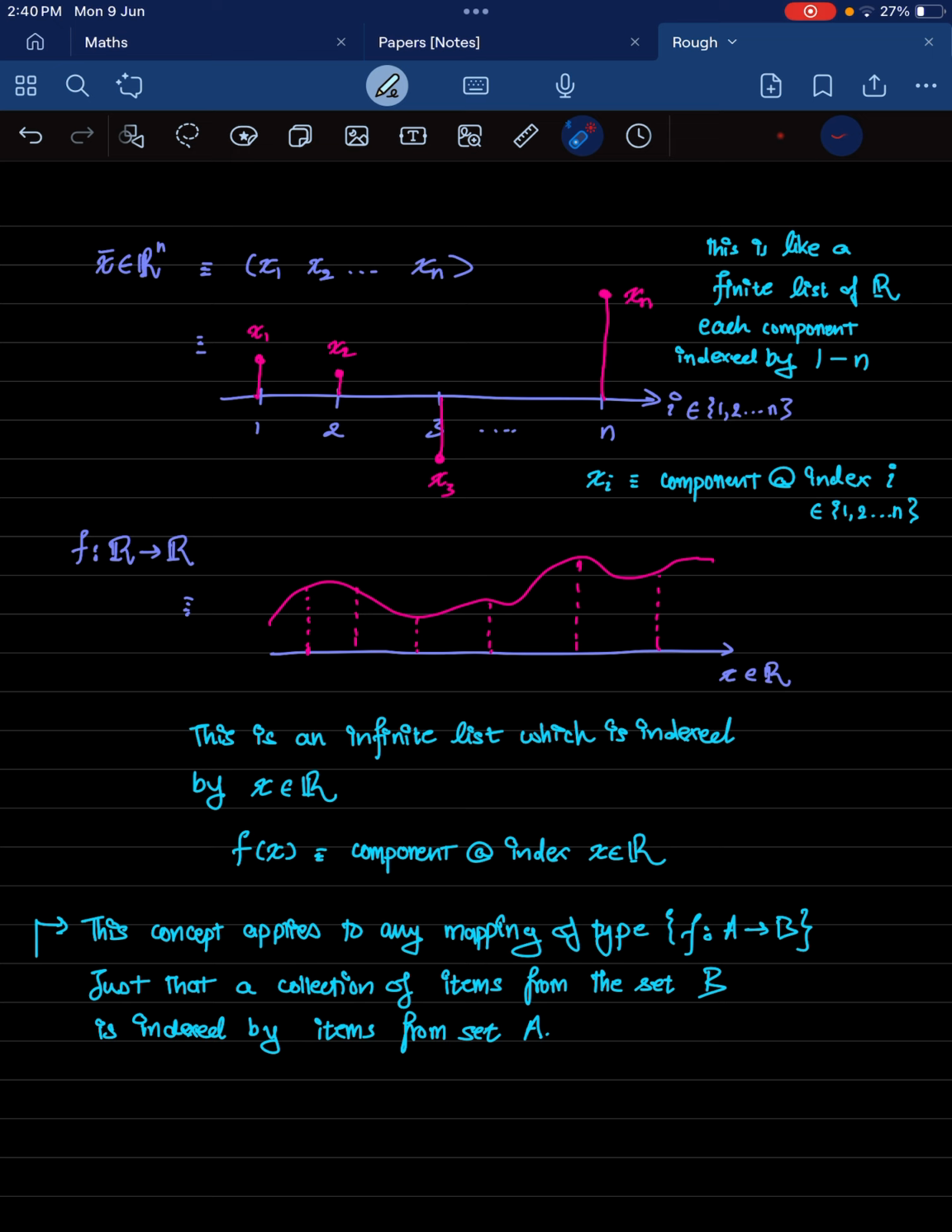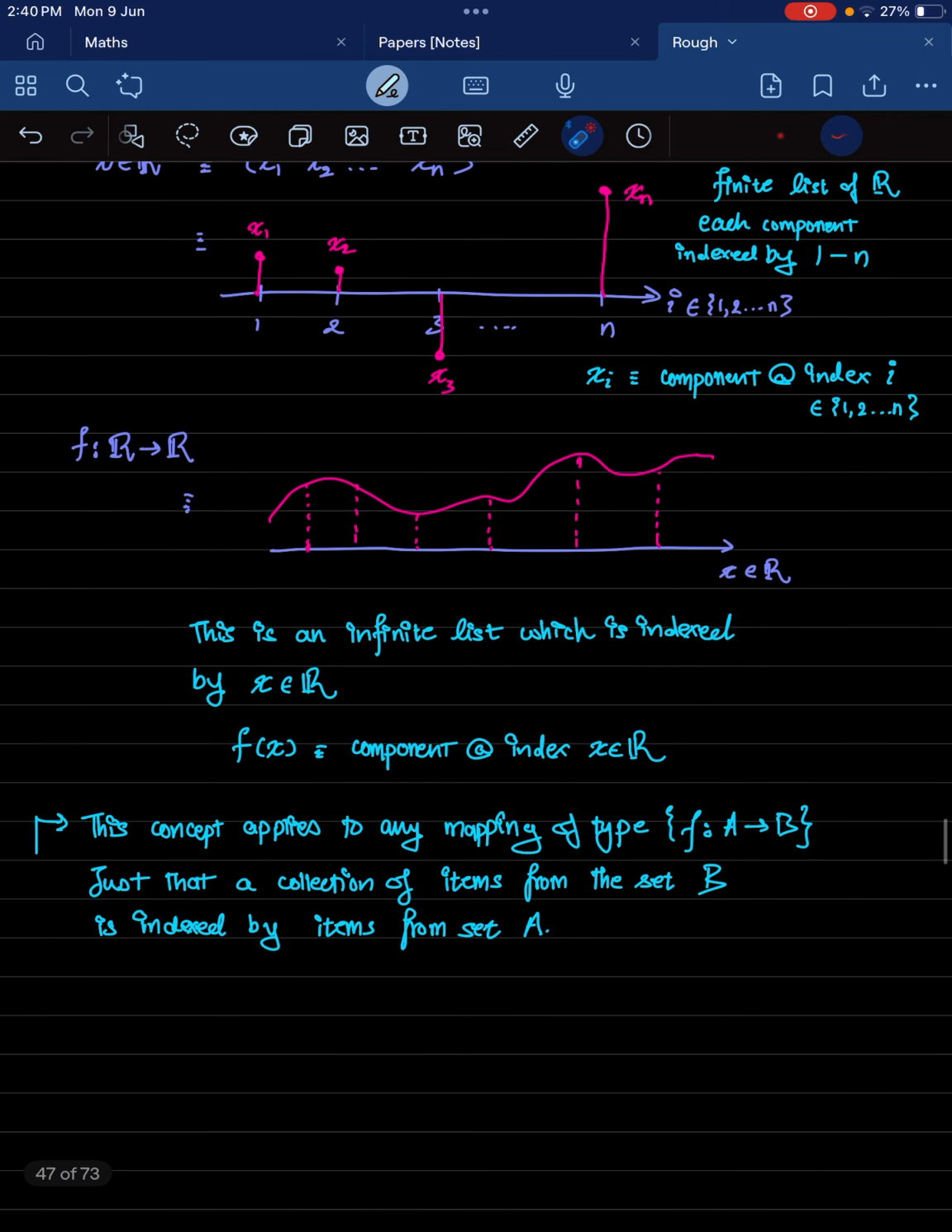In the function, however, it is an infinite list. So it's an infinite list which is indexed by any real number. So there are no limits over here. Any real number is used to index the values, and f of x in a way is basically the component at index x. Xi is the component at index i, that is some value in between 1 to n, and it's an integer. Over here, this is the x component, and that can take any real value.